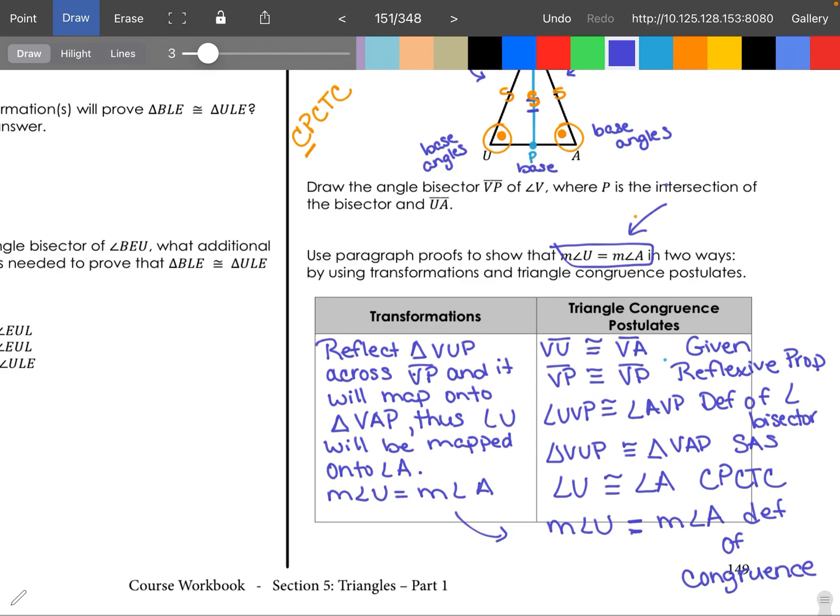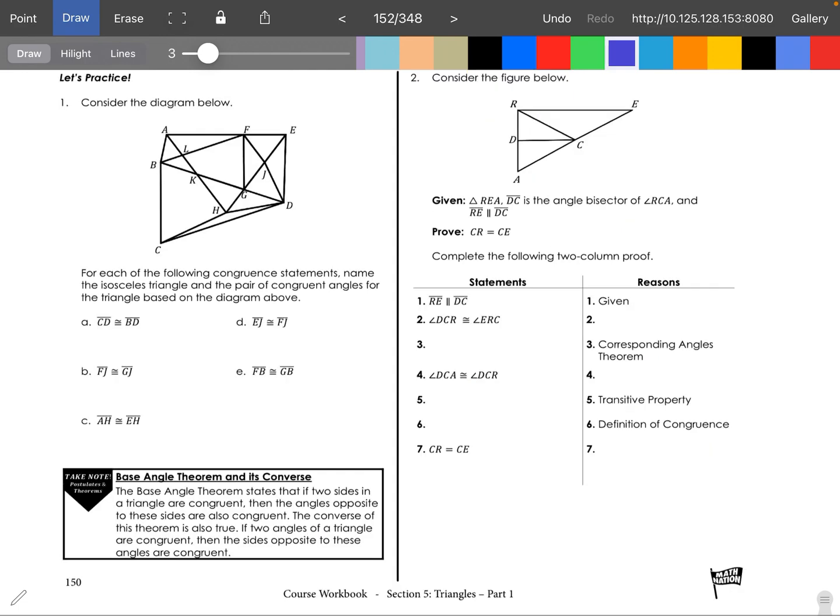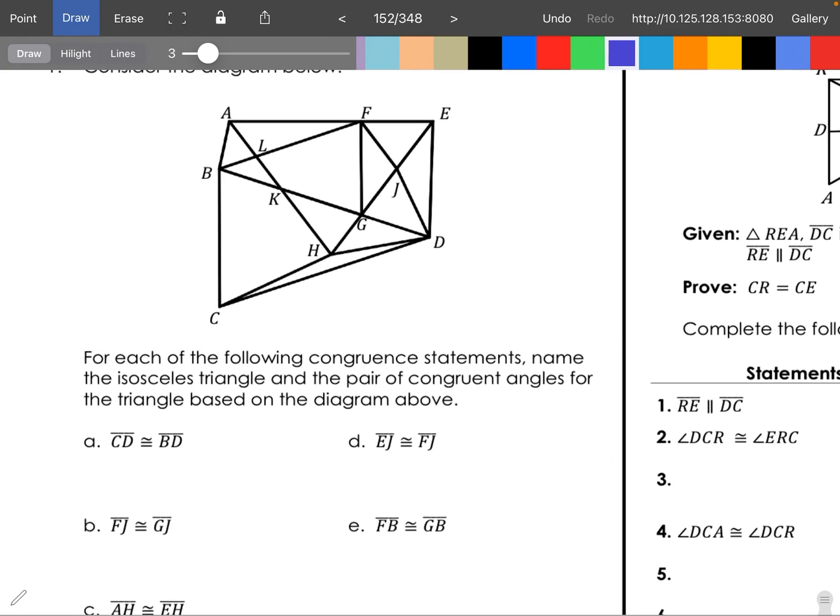Now, one of the things I would do is I would either rewind this and listen to it again, or just take it slow as you're walking through these particular proofs and theorems. Okay. All right, over here. I'm not going to go through all of these because it's a little too much for the brain, and you don't have the ability to color in like I do, but for each of the following congruent statements, name the isosceles triangle and the pair of congruent angles for the triangle based on the diagram above.